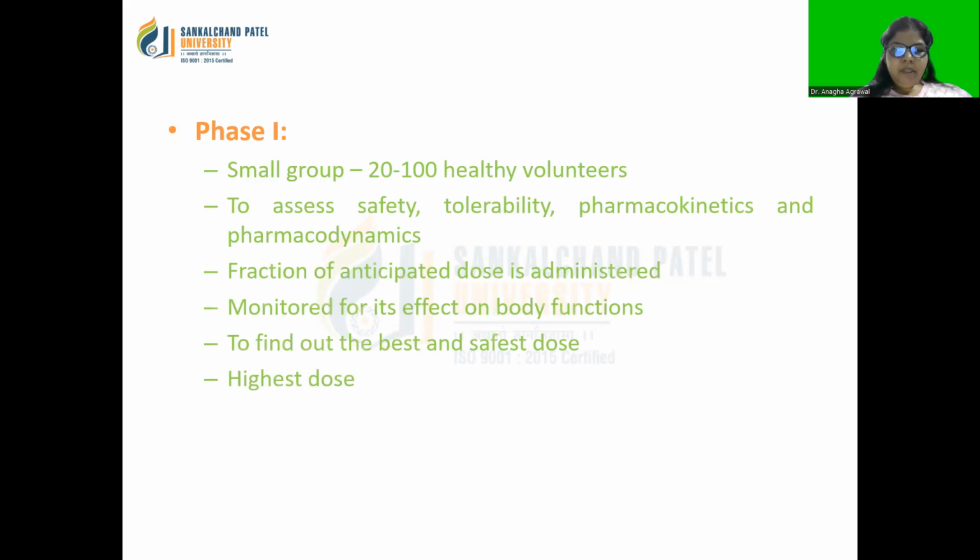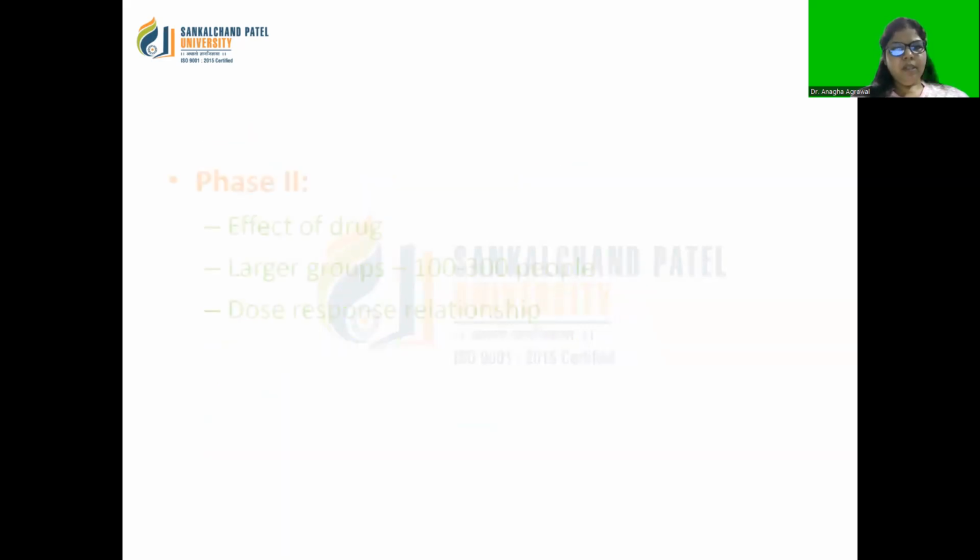Highest dose can be administered to find out all these things. Short duration, just 1 to 2 months this phase goes on for, and inconvenience fees are paid to the volunteers if there is some inconvenience because of this particular study.